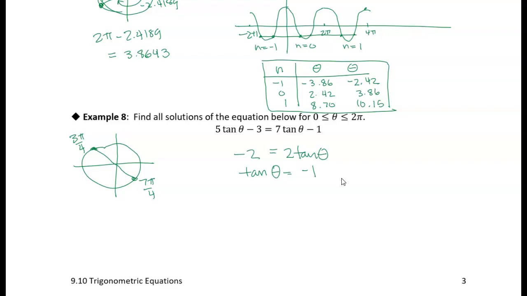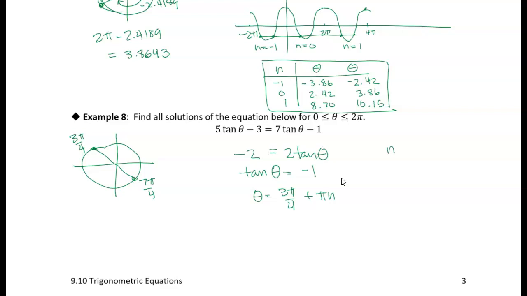Now, tangent has a period of pi. So really, you can see these are just pi apart. So I could really just write my answer as theta is equal to 3 pi over 4 plus pi n, right? Not 2 pi n, pi n, because the period of tangent is pi. And you can see that that will capture both of these angles. Okay, so now I just need to find all the n values.